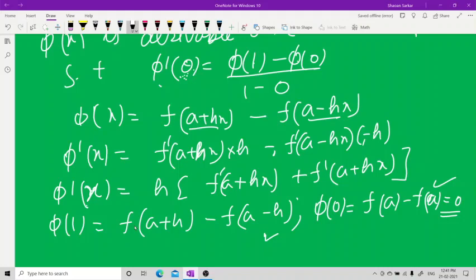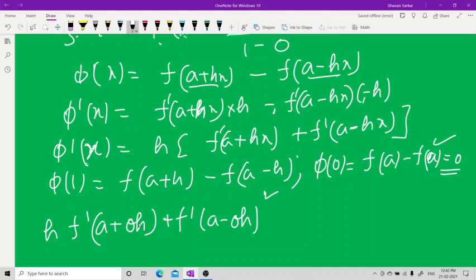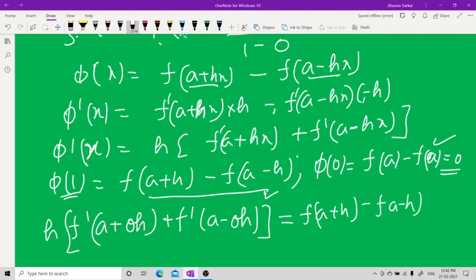Now phi dash of theta x is, use this, h f dash(a + theta h) plus f dash, wait a minute, I made a mistake here, this is minus f dash(a - theta h), with h taken common, is equal to phi of 1. What is phi of 1? Phi of 1 is this whole thing, f(a+h) minus f(a-h), minus phi of 0.